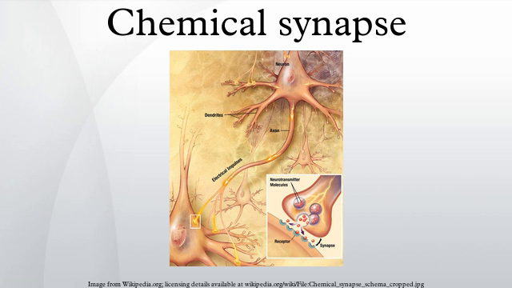Enzymes within the subsynaptic membrane may inactivate or metabolize the neurotransmitter. Re-uptake pumps may actively pump the neurotransmitter back into the presynaptic axon terminal for reprocessing and re-release following a later action potential.